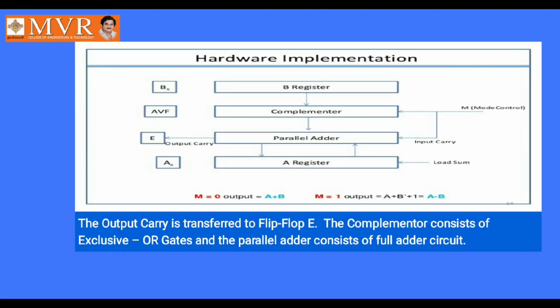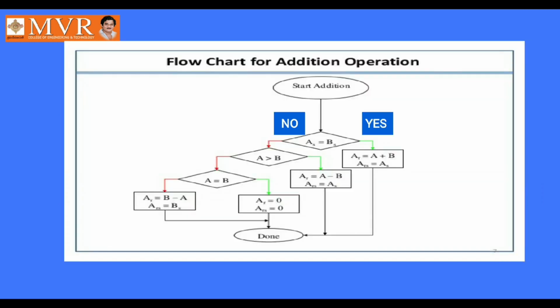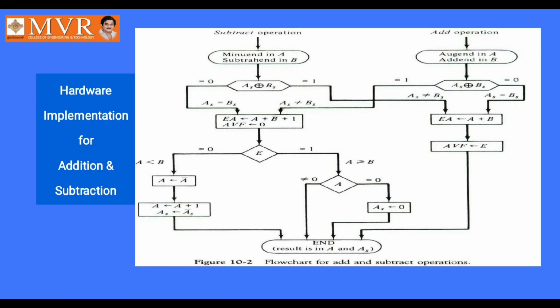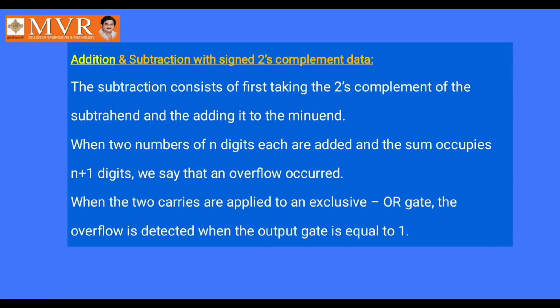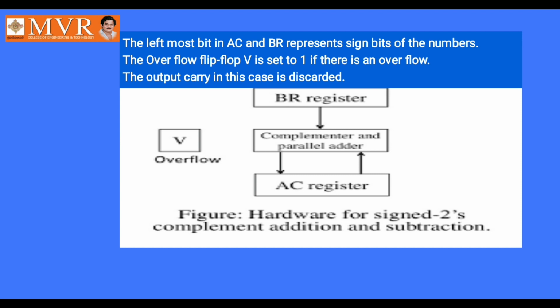And here you see in this hardware implementation, one complementer is there, one parallel adder is there. Both will be executed at different times. If m is equal to 0, then simply the parallel adder will be executed. But if m is equal to 1, we will use the complementer, then the parallel adder. But in the present hardware implementation, for the two's complement method, both the complementer and parallel adder circuit will be in one place only.